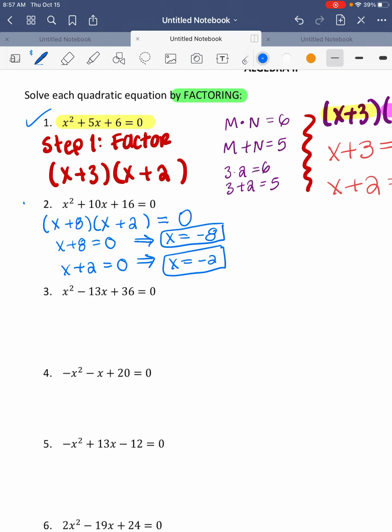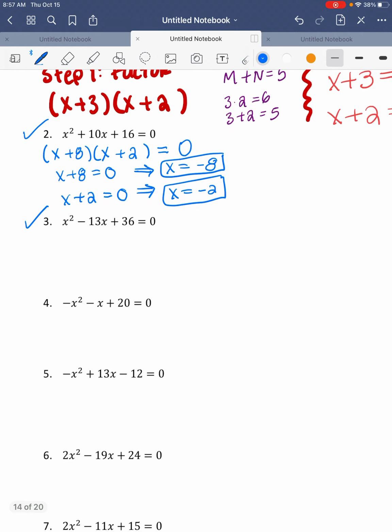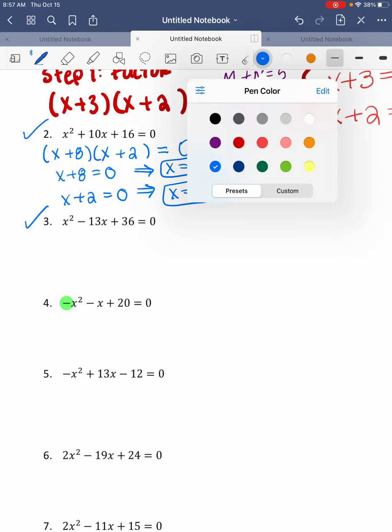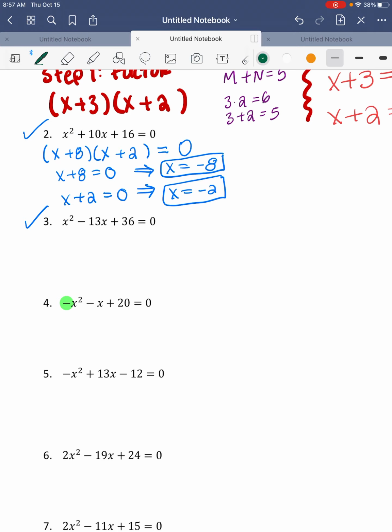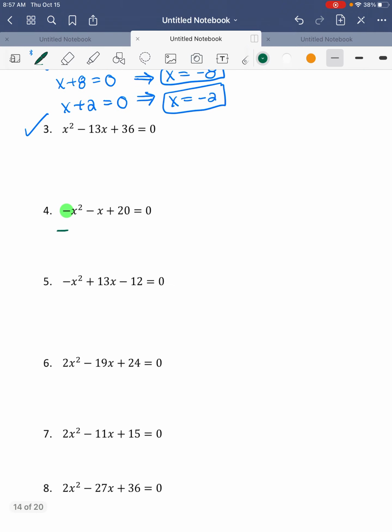Problems 1 and 2 are very similar, very simple. 3 is also very simple, it's the same thing. For number 4, the only thing that changes is that I have a negative right here. We don't want negatives in front of the x squared. So what I will do first is to try to take it out of the equation.